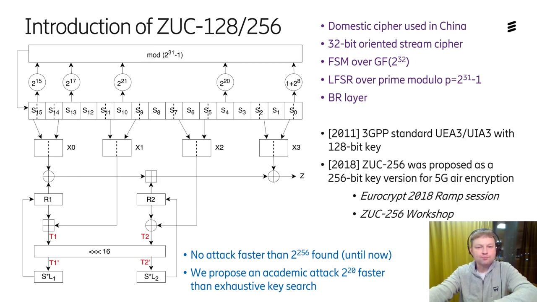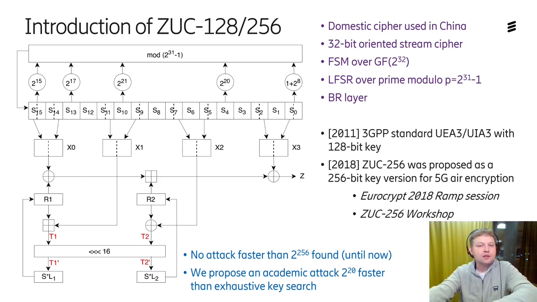workshop on the algorithm. ZUC has the linear feedback shift register, LFSR, and the finite state machine, FSM, and it produces 32 bits of keystream each clock. The LFSR operates in the prime field modulo 2 to the power 31 minus 1, while the FSM is constructed over GF(2) to the power 32. There is a bit reorganization layer that mixes bits of the LFSR and pushes down 32-bit words to the FSM, denoted as X terms in the figure.